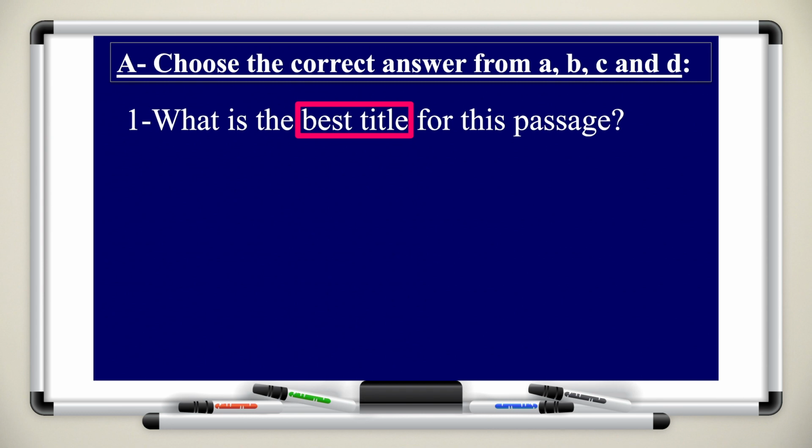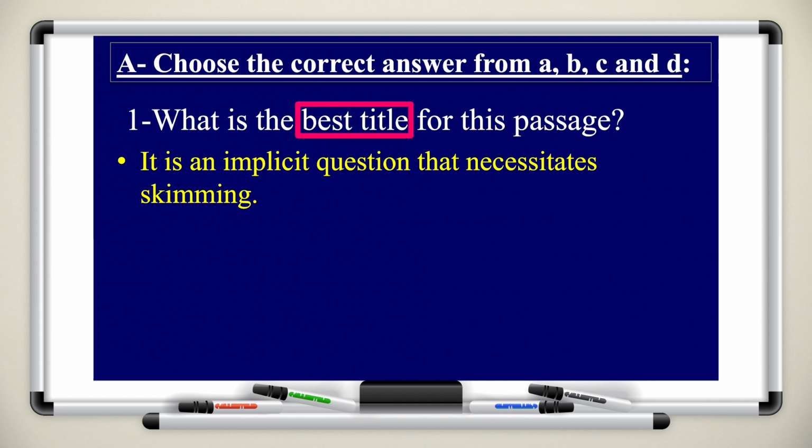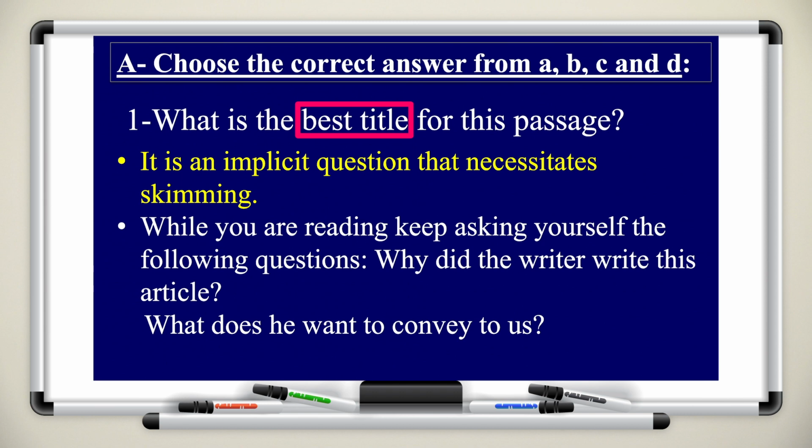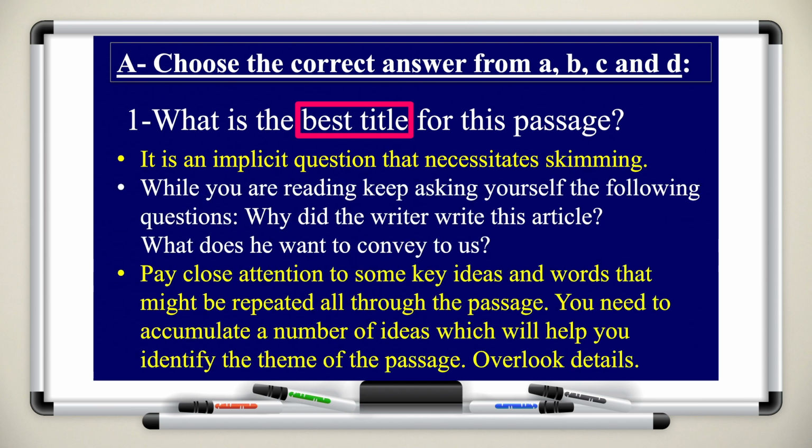Question number 1. What is the best title for this passage? Now, to answer an implicit question, you need skimming. While you are reading, keep asking yourself the following questions. Why did the writer write this article? What does he want to convey to us? Pay close attention to some key ideas and words that might be repeated all through the passage.